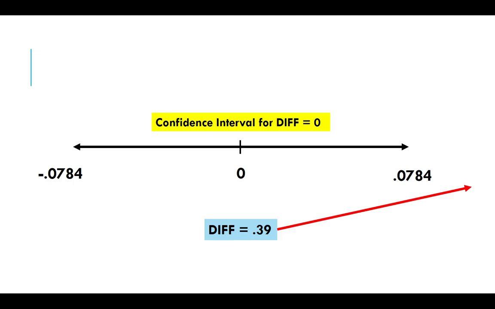But as we said, our difference is 0.39. It falls way outside, right? It's not even close to fitting into this confidence interval, right? If I was thinking of this as a number line, it would be way to the right. So you see my arrow kind of pointing way out into the space. It'd be way over there on the right side. So I know that difference has to be statistically significant because it doesn't fall in the confidence interval for diff equaling 0, right? So I can say, look, we have a statistically significant result in that we have a difference equal to 0.39, and it does not appear to be due to chance.